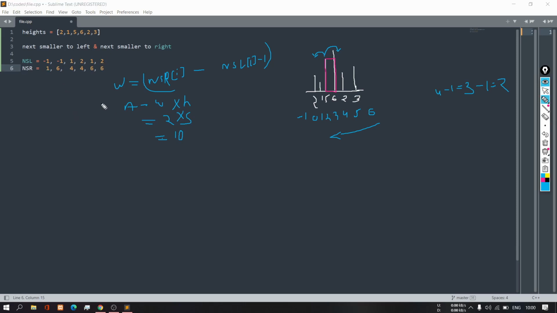Now for this example, as I told you, I have 1, then I will take -1 from the NSL, and I will take -1 from the NSR. So the answer will come out to be 1 plus 1 is 2, 2 minus 1 is 1, and 1 into, as I also need to multiply by its height, it is 2, so it will come out to be 2. And if you see carefully, the maximum rectangle you can get here is of size 2 only.